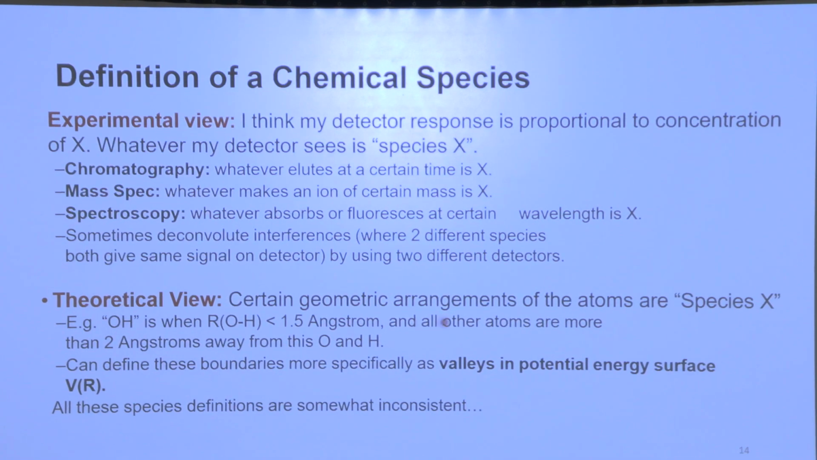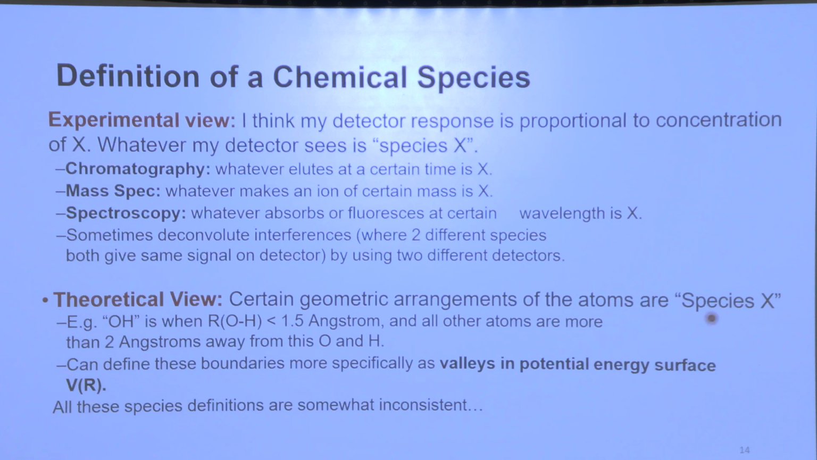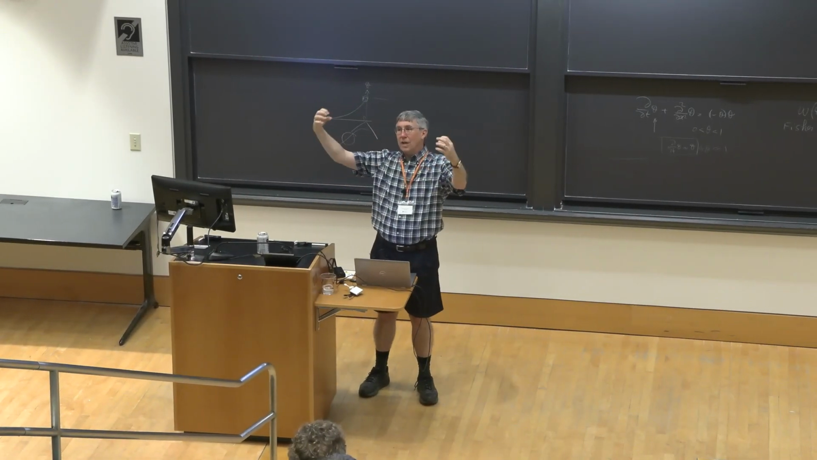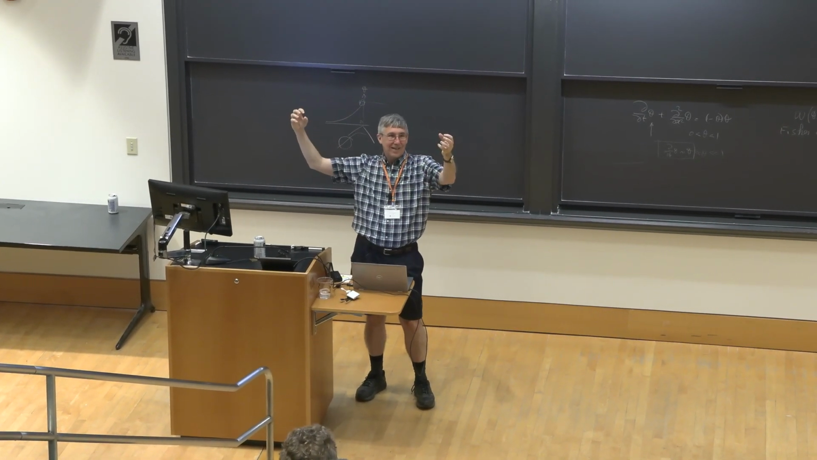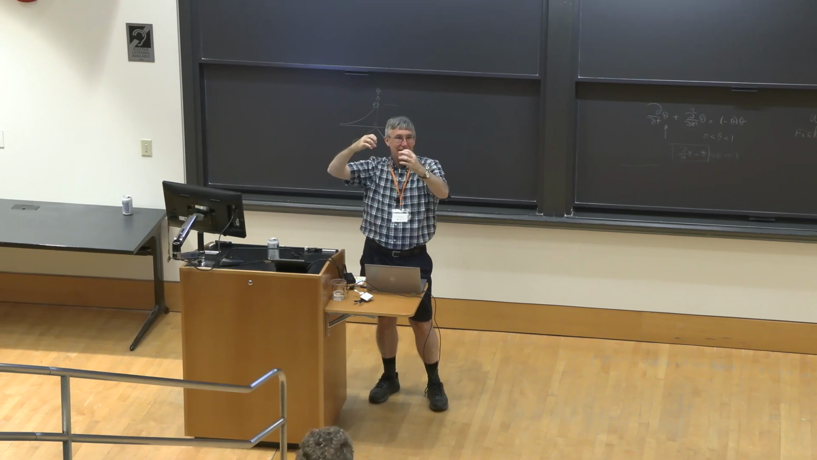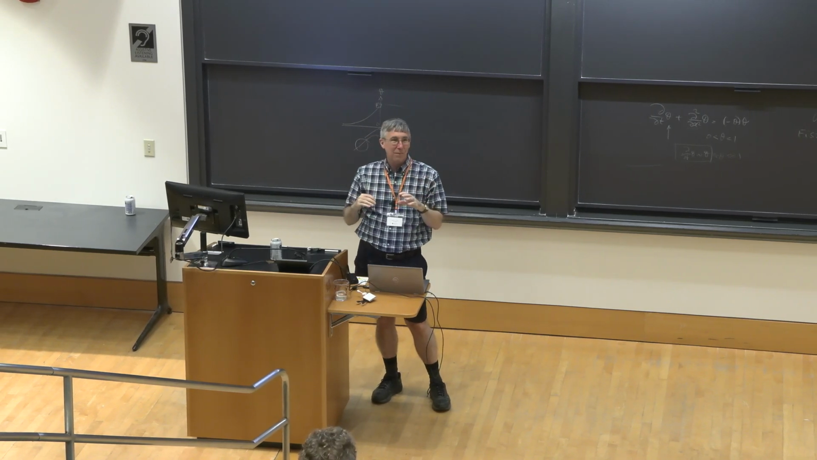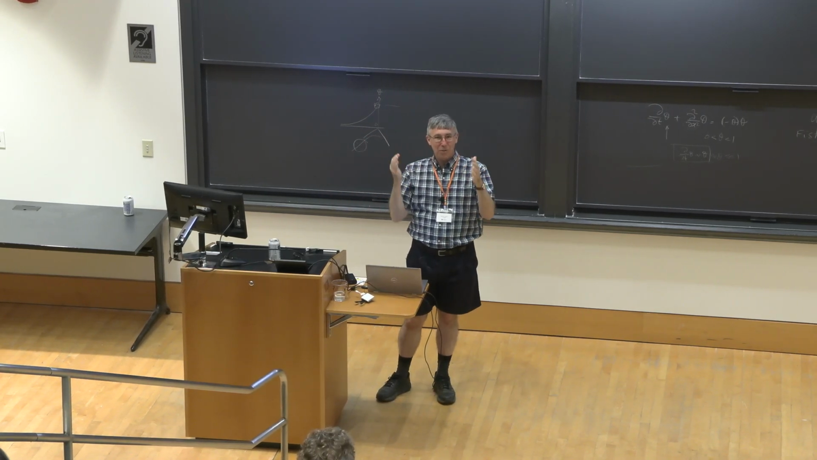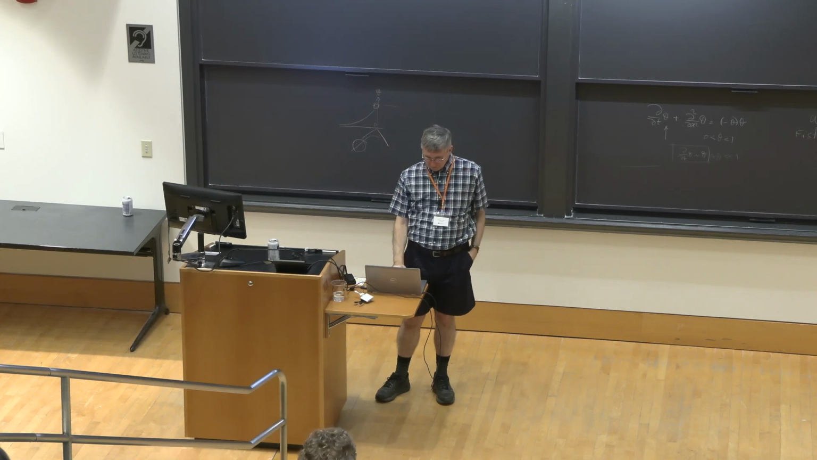And so I say that I have certain geometric atoms, I call them a species. So I say it's OH if I have an O next to an H and their distance is less than 1.5 angstroms, I'll call it OH. If it's more than 1.5 angstroms, I'll call it H plus O, right? And if they're within a certain distance, now I call it OH. I have a new name for it. Okay, but I decided, whatever distance I think was OH.